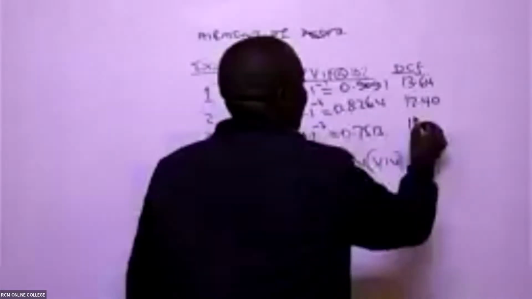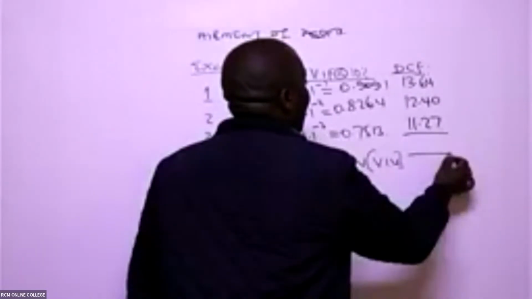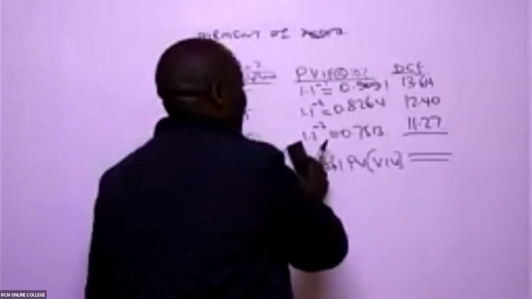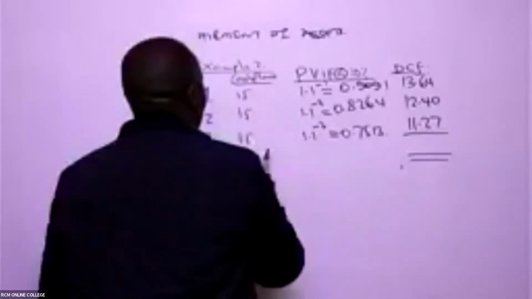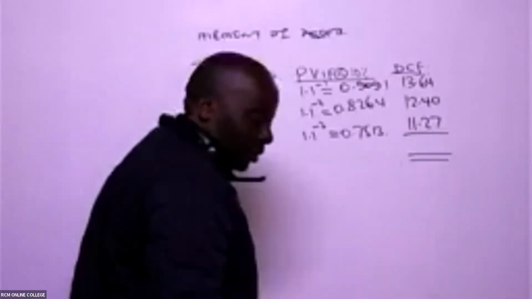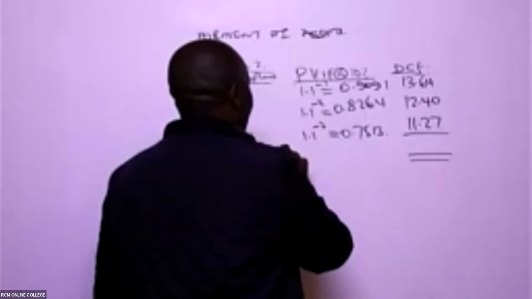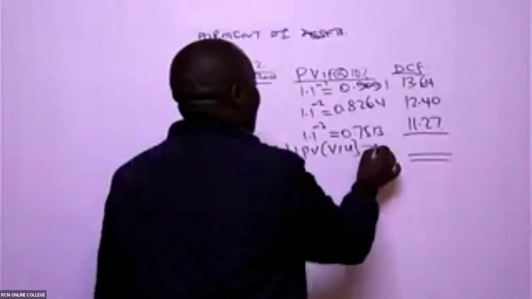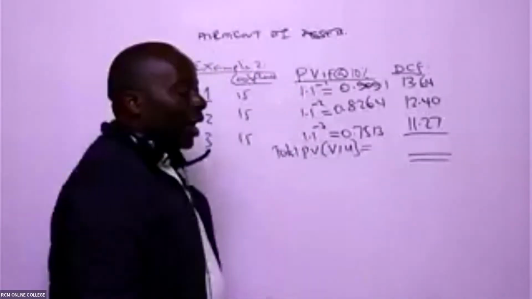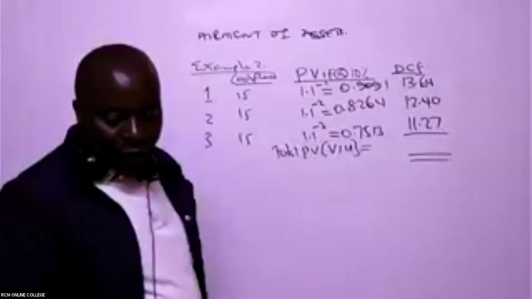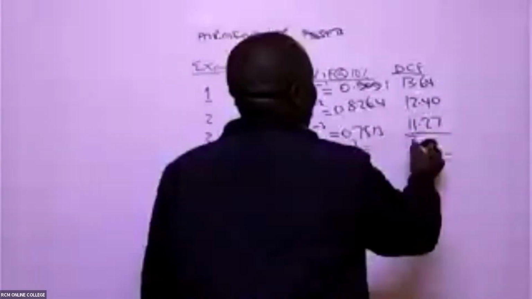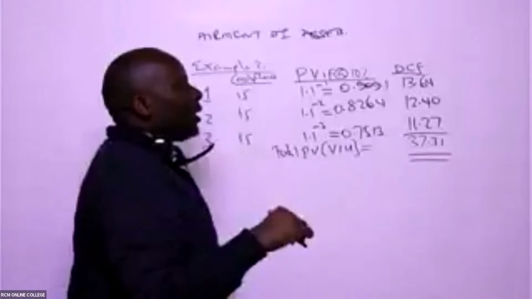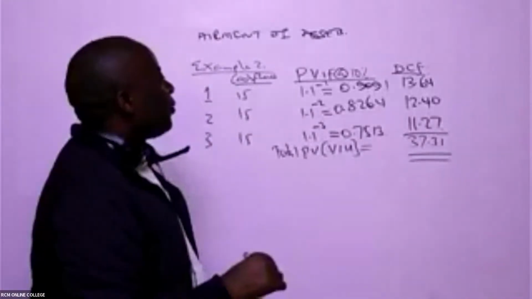Yeah, 11.27. So we have 11.27, and then come here and add for us. Give us the total present value, which is the same as the value in use. The total present value is 37.31. So people like Monica have been able to know something very important.